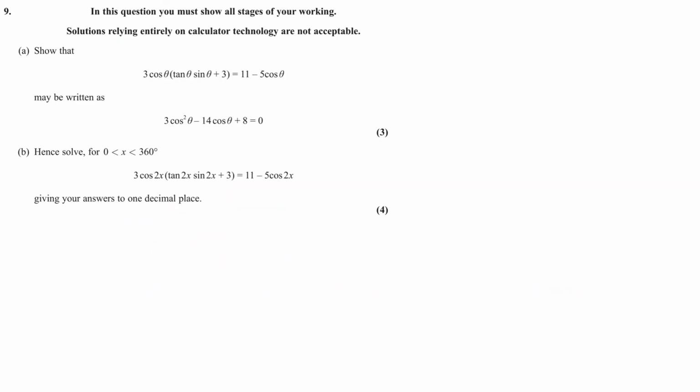Okay, question 9. Show that this may equal this. Now this only has cos in it, this has sine and tan in it, so we need to change these. So 3 cos theta brackets. Now tan is sine theta over cos theta times sine theta plus 3 equals 11 minus 5 cos theta.